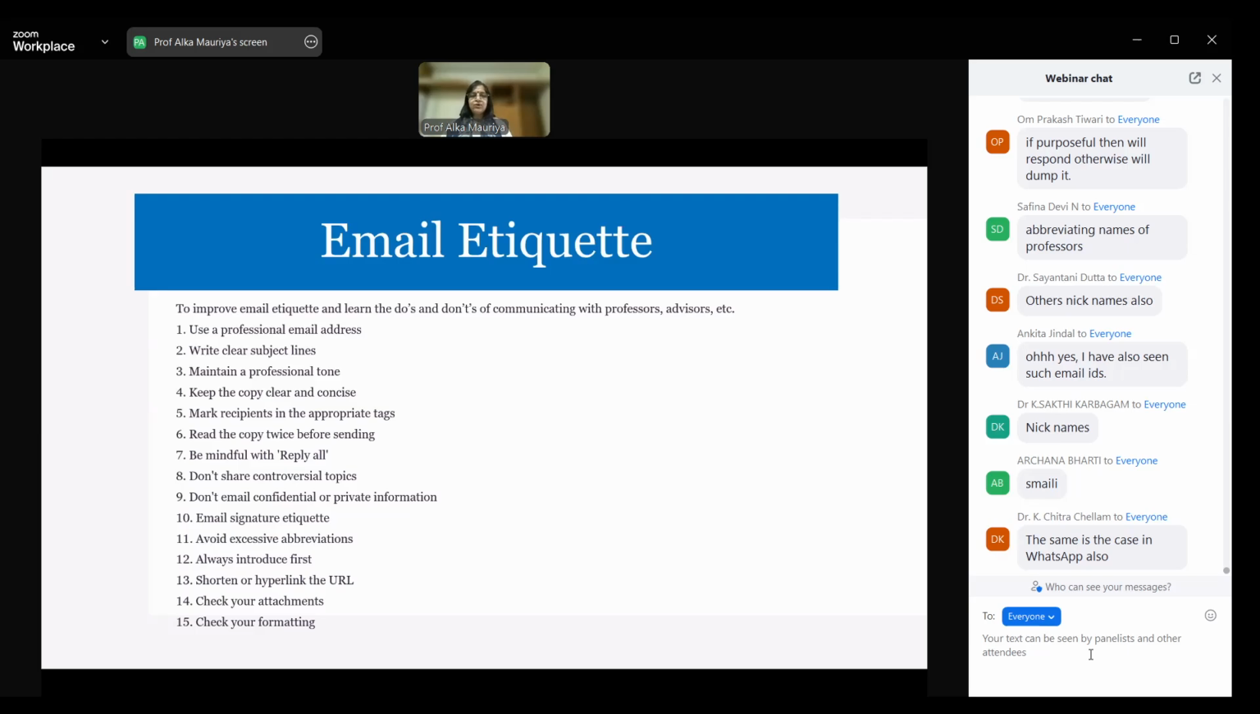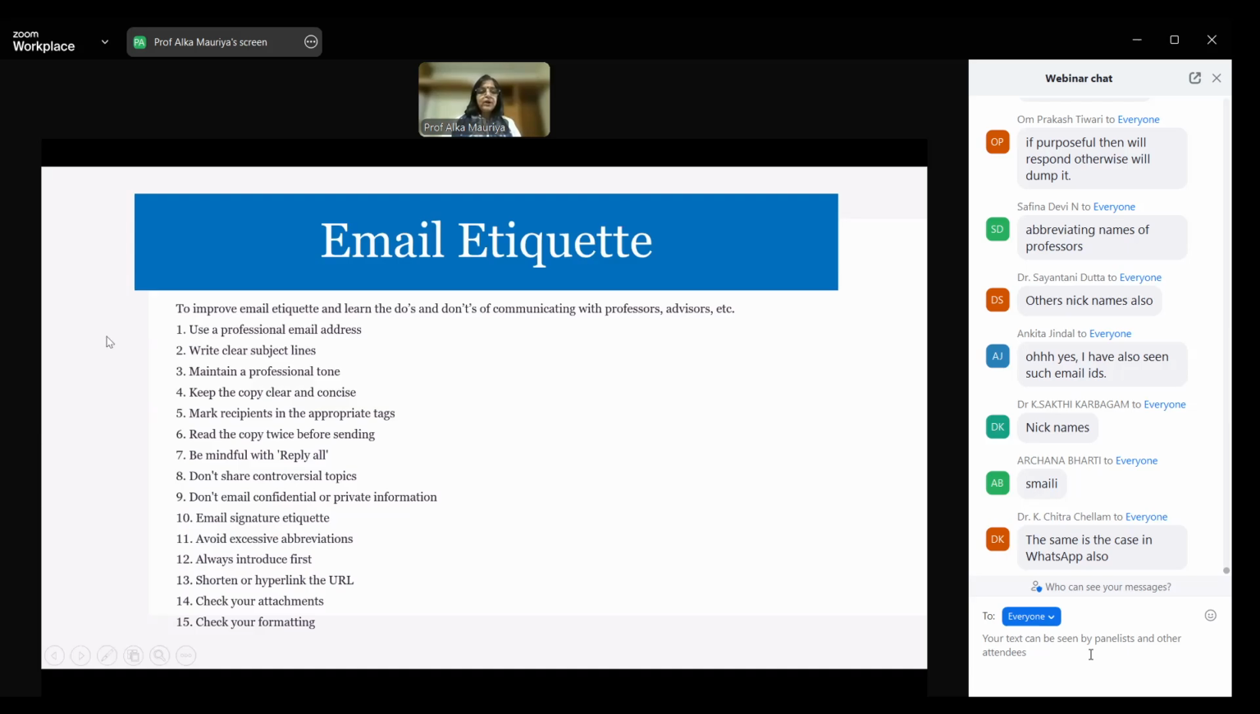So maybe we have to Google it and find out what LOL is, or what the other abbreviations are which they normally use. So avoid excessive abbreviation. Always introduce yourself first. Shorten the hyperlink. Check your attachment. Someone wrote that also in the chat, that sometimes you receive an email without the attachment.